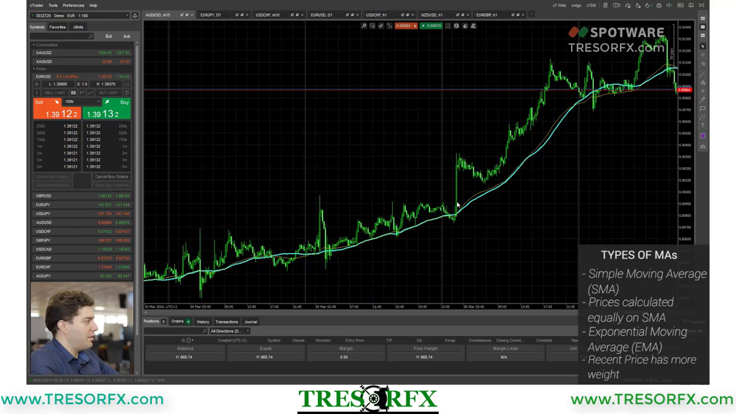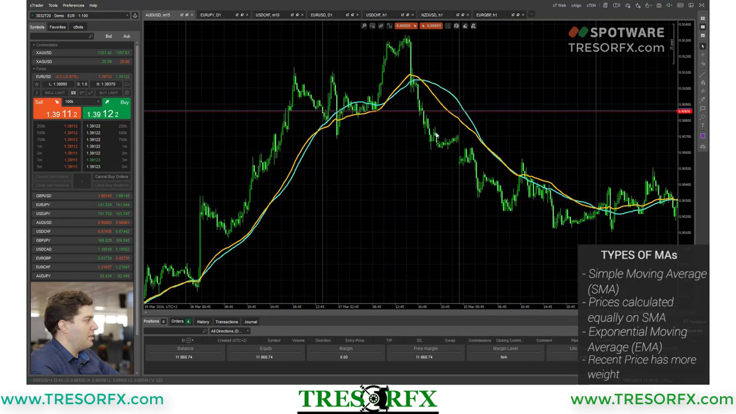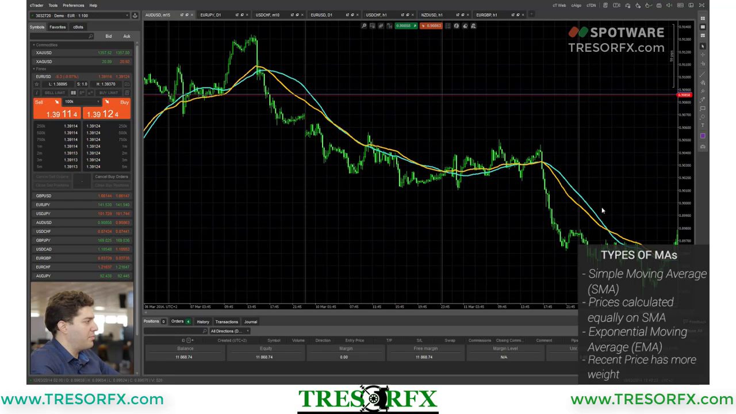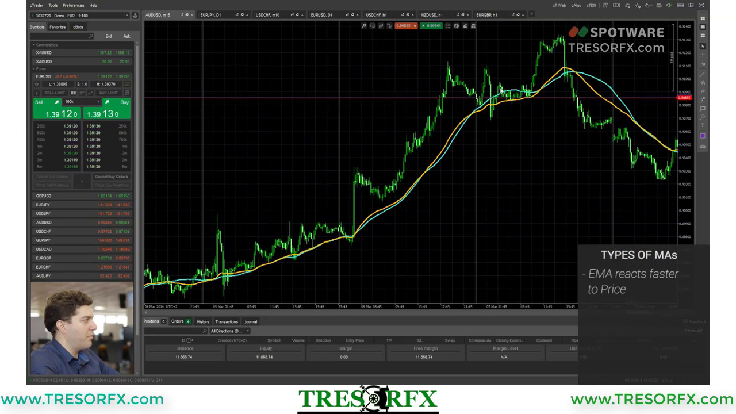So this is a 50-period exponential moving average, and you see that it's slightly different than the simple moving average because it stays closer to the price. It reacts faster when the price is changing.